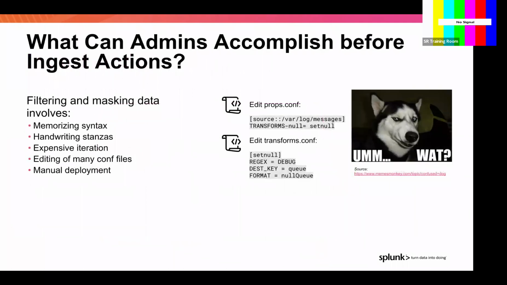So what could you do before Ingest Actions? You could always manually write props and transforms, but you have to handwrite everything. You have to know what magic incantation does this and that. You have to manage deployment yourself. If you're writing a regular expression, you have to test it in some external tool like Regex 101 and then hope Splunk works the same way. For example, if you want to do a dropping use case, you have to put these magic incantations about nullQueue. Make sure you capitalize the Q, by the way. It doesn't work if you don't. You just have to know all this stuff. It's a lot of lore on Splunk Answers, et cetera.